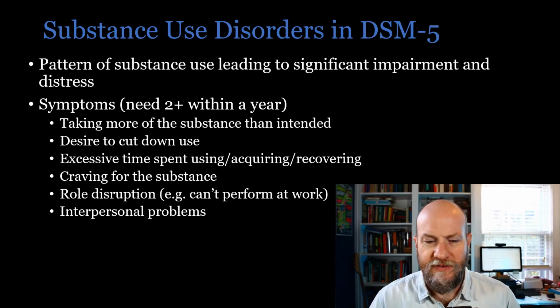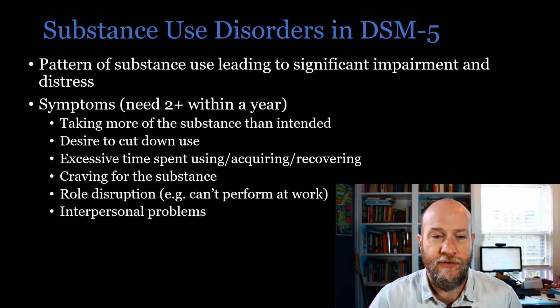So within the DSM-5, as I said, we're no longer using the terms withdrawal, dependence or abuse. We're focusing on substance use disorders, and then there's some specifiers within there to define what's going on. It's essentially a pattern of substance use which is leading to significant impairment and or distress. So we're back to those key principles of a diagnosis. The symptoms, and you need to have 2 of them within the year related to that substance.